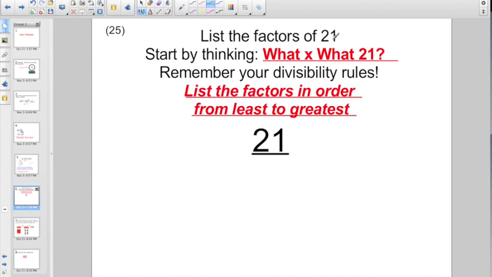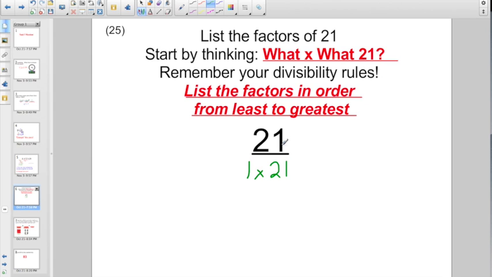Our old friend, the factor. Remember, when you list factors, start by thinking, what times what equals 21? Remember your divisibility rules. List your factors in order from least to greatest. To be successful on this endeavor, you have to do all these steps. Start off with the easy one, 1 times 21. The divisibility rules I know is you're supposed to think about, is it even? Hey, no it's not, so I don't have to worry about 2. Does it end in 0 or 5? No it doesn't, so I don't have to worry about 5.